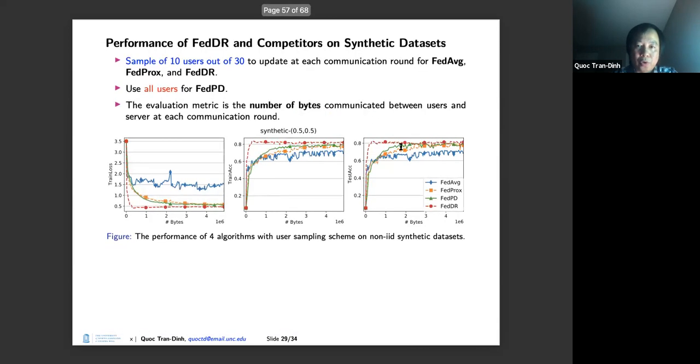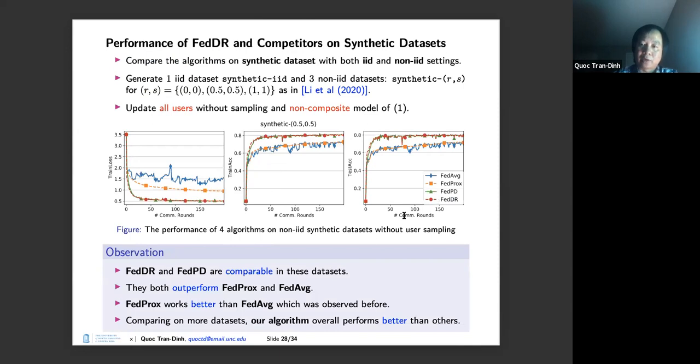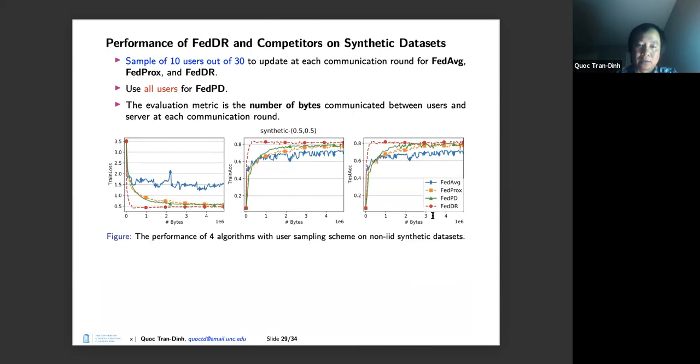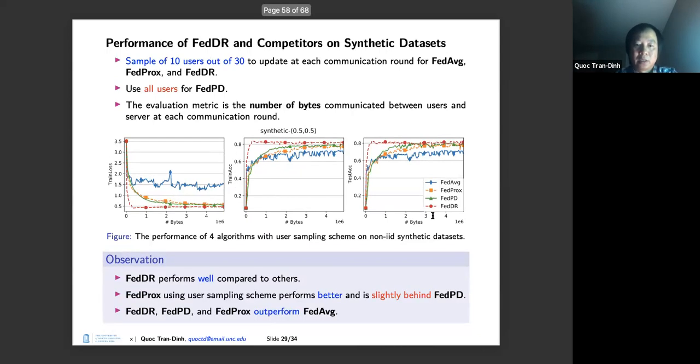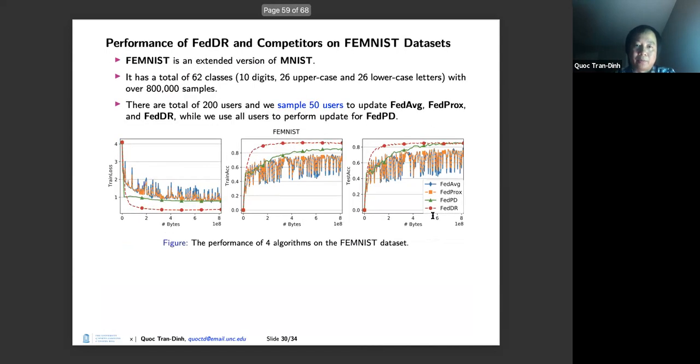And we also compare with FedPD. The reason why it's slow is that FedPD only has full updates. Therefore, when we count the number of communication rounds, it will be counted by how many users are used for each round. So that also leads to some sort of slowness in FedPD. So yeah, there are some observations here, as you can see.